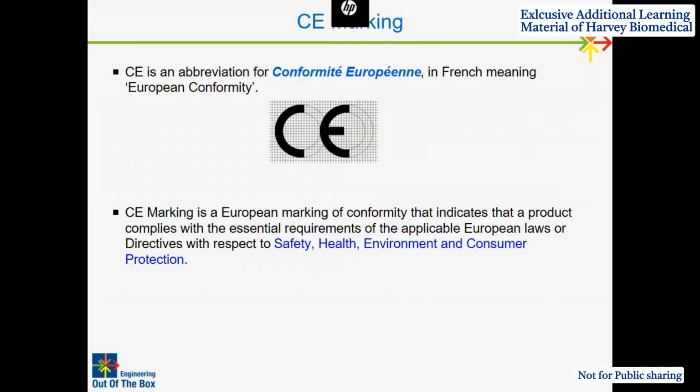CE is the abbreviation of the conformity of European, in French meaning European conformity. Okay, actually we call it conformity of European. The CE marking is a European marking of conformity that indicates that a product complies with the essential requirements of the applicable European laws or directives with respect to safety, health, environment, and consumer protection. It means once the CE is marked, we are giving assurance to the end user or patient with respect to safety, health, environment, and consumer protection. All of this meets the customer or intended use requirements.